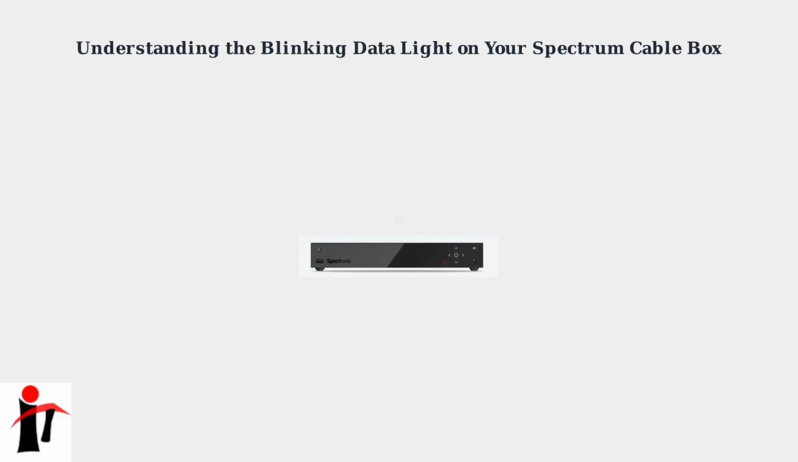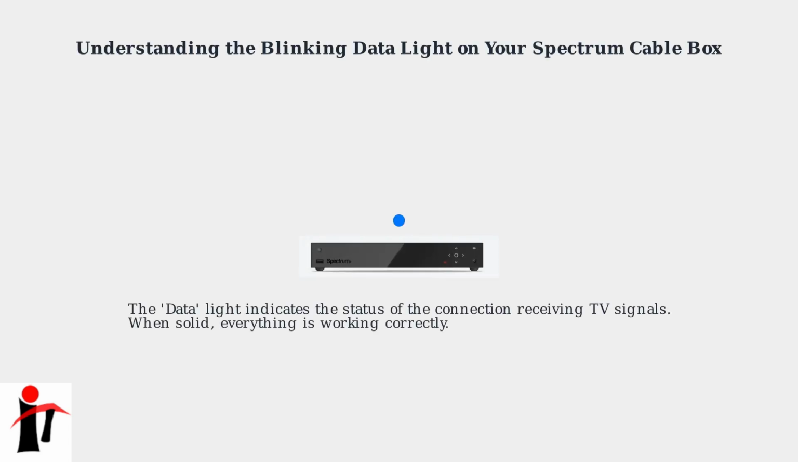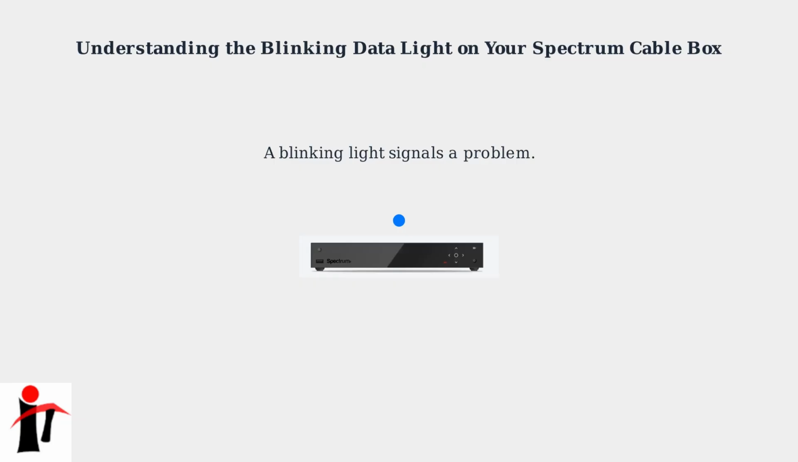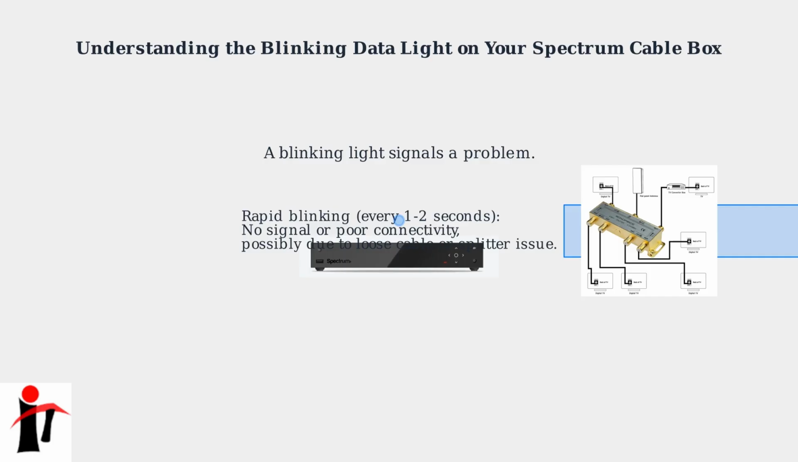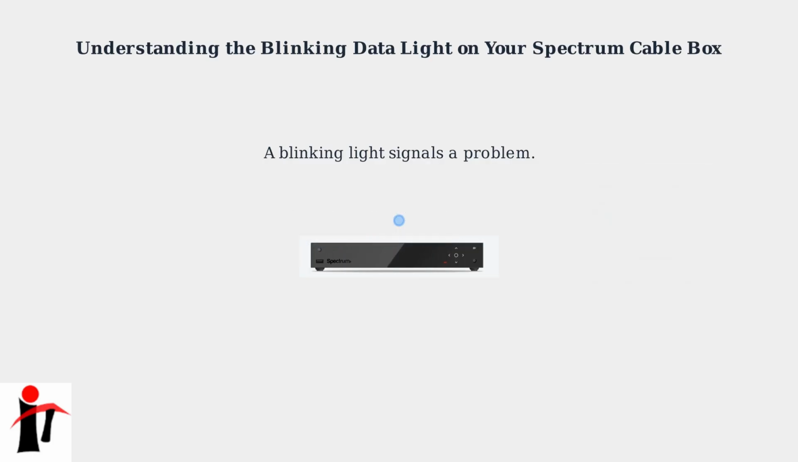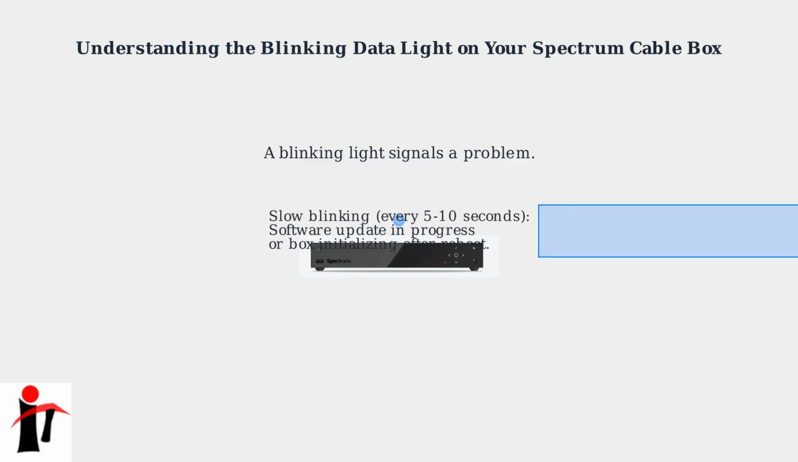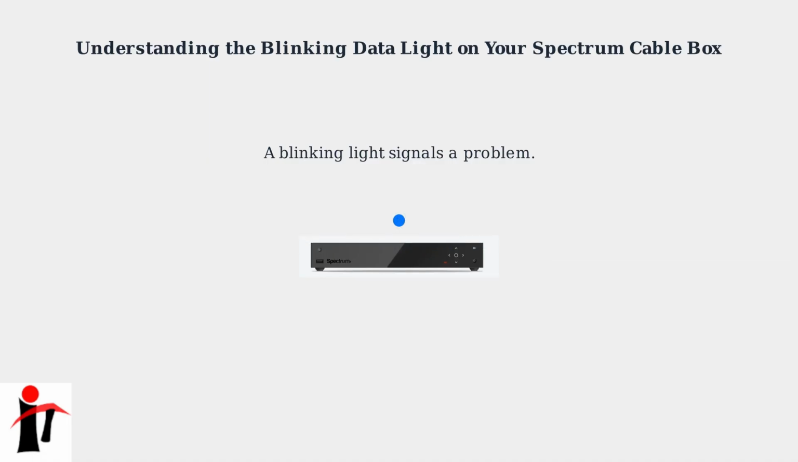The data light on your Spectrum cable box indicates the status of the connection receiving TV signals. When it's solid, everything is working correctly. A blinking light, however, signals a problem. Rapid blinking every 1 to 2 seconds typically means there's no signal or poor connectivity, possibly due to a loose cable or splitter issue. Slow blinking every 5 to 10 seconds usually indicates a software update is in progress or the box is initializing after a reboot.